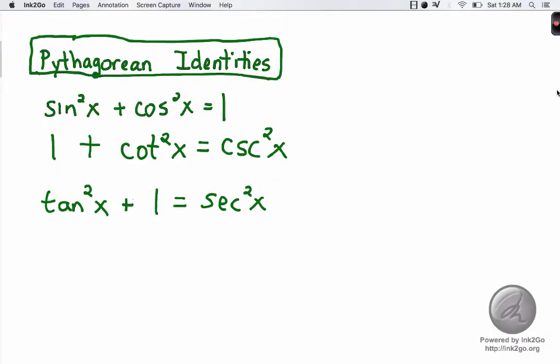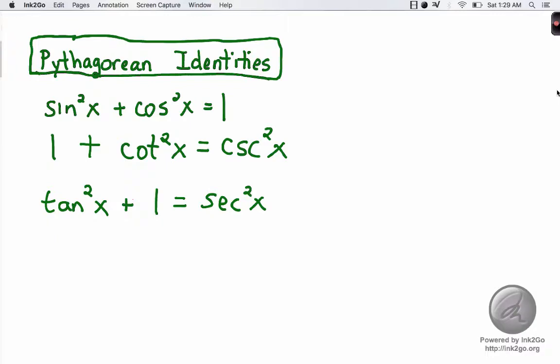There's a couple more identities I want you to know, and these are very, very important. You'll use them quite often, and they're called the Pythagorean identities. First off, sine squared of x plus cosine squared of x is equal to 1 is your basic Pythagorean identity. The other two Pythagorean identities are just that equation rewritten.